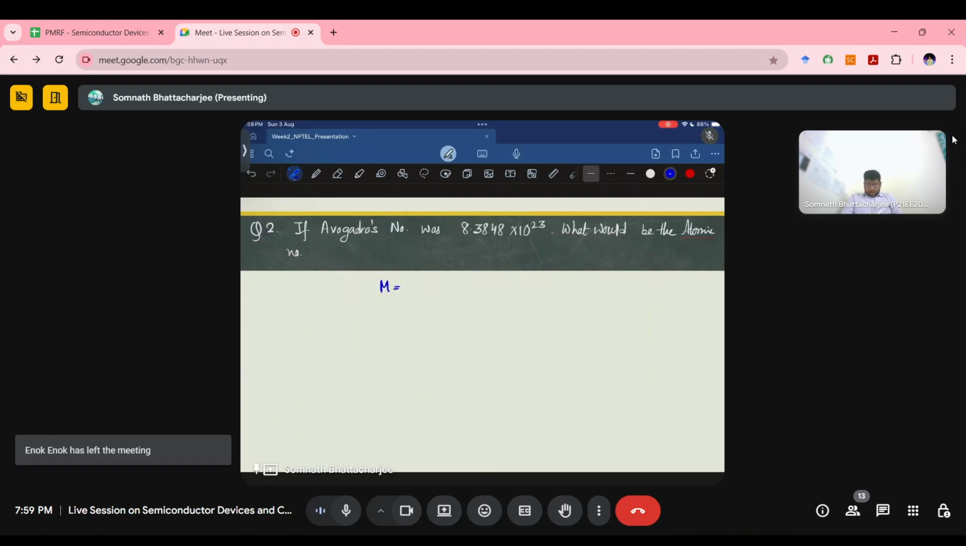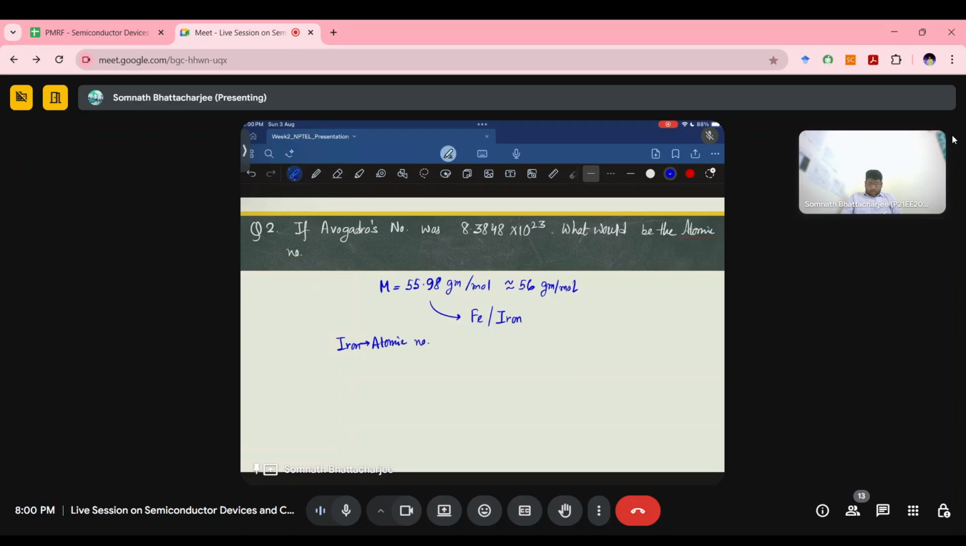So with the approximation, m comes out to be 55.98 grams per mole. Find the nearby solid. Or you can write it as 56, right? That is for iron, and for iron, atomic number is 26. So the answer would be 26.